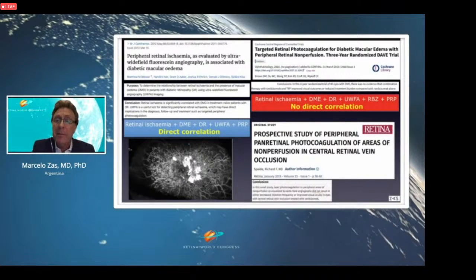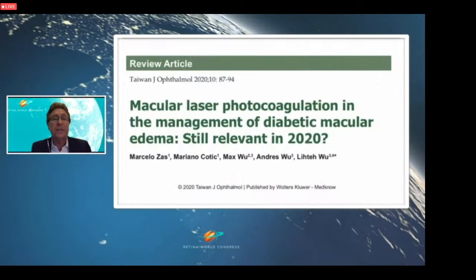We have to remember the paper of Dr. Spade in central retinal vein occlusion, in which he differentiates between ischemic and necrotic retina: ischemic retina suppresses VEGF, but necrotic retina doesn't. Finally, in 2020, we published our paper with Dr. Kotik, Max Wu, and Andres Hu, and we made a review article of all this literature.